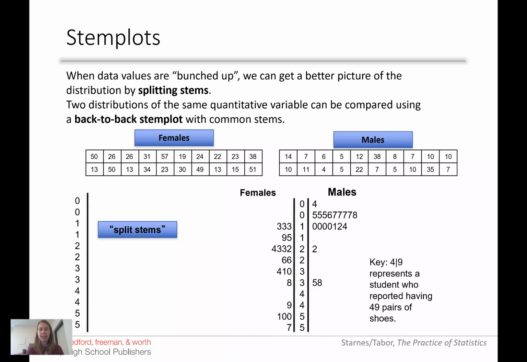You will also notice this stem is split, which means the leaves go from 0 to 4 and then 5 to 9. That's done if there's a lot of bunching up, because then by splitting the stem you can see more of a picture of how the data is spread out. Otherwise, like on this one, everything would be clumped basically on the 0 and a little bit on the 1. So this spreads it out a little more to give a more full picture.